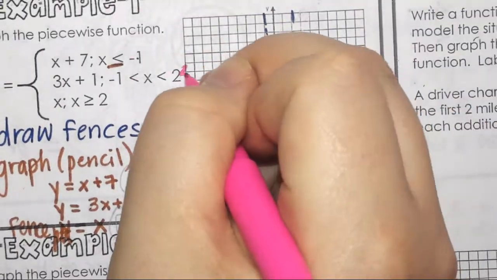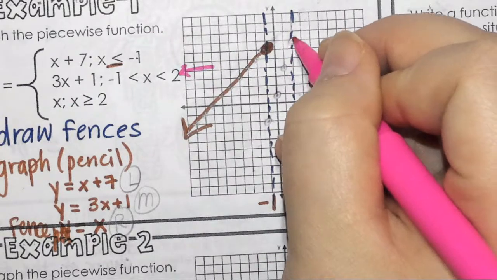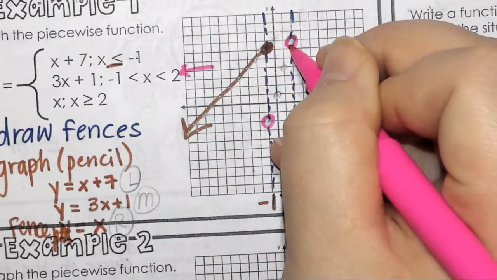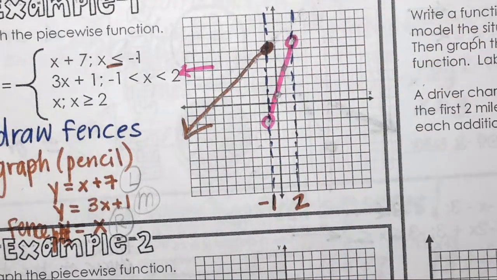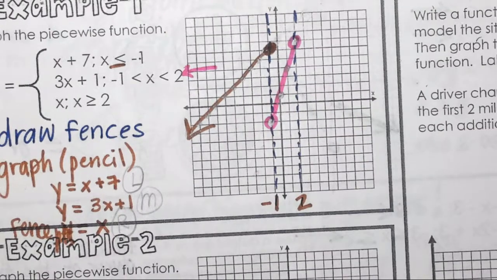So I'm going to make this guy pink, and I'm going to put it in between. And then I've got to ask myself, because step 3 is about those points, do I actually fill in those pink circles or do I leave them open? I leave them open because it's not equal, it's just less than. So we're going to leave it open.